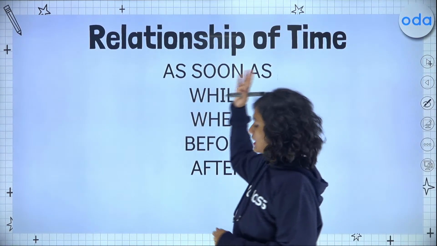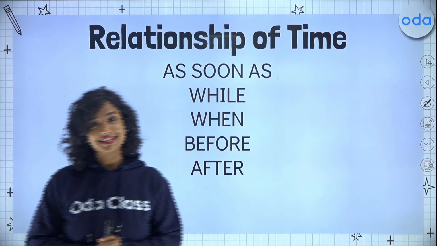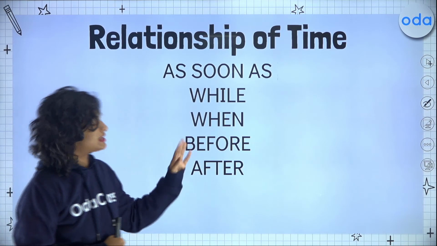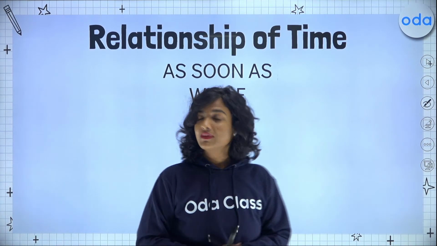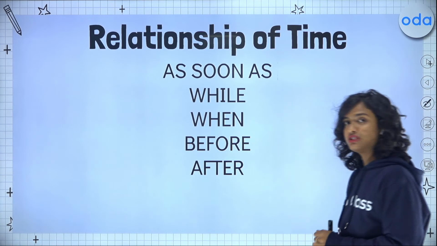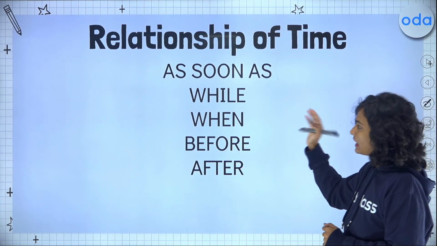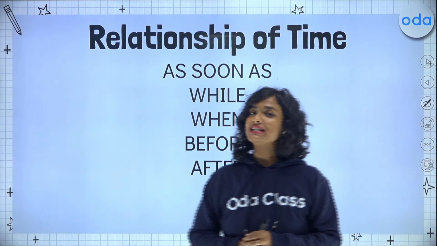Now, moving on to our second use for subordinating conjunctions, which is to depict relationships of time. We will talk about these 5 today: as soon as, while, when, before, and after.